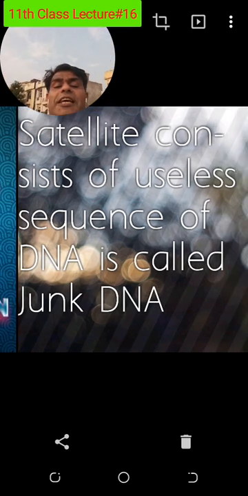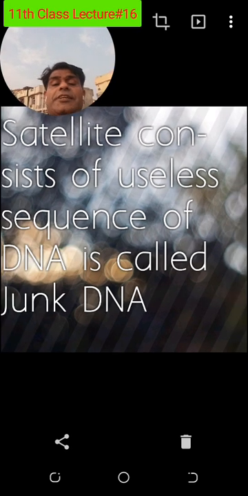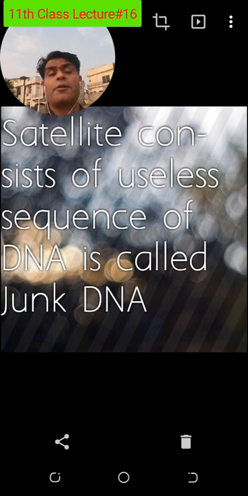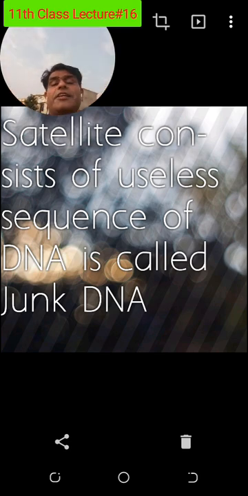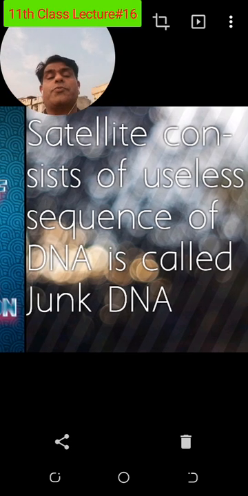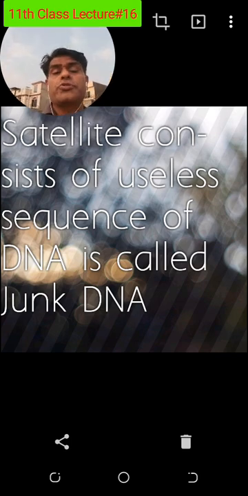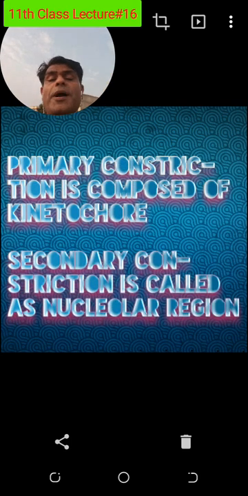Now you are watching a slide. Satellite consists of useless sequence of the DNA. This is the definition I was talking about. You can see the slide. Satellite can consist of useless sequence of DNA, and that is called the junk DNA. Junk DNA means the useless sequence of the DNA. We'll go back to another slide.